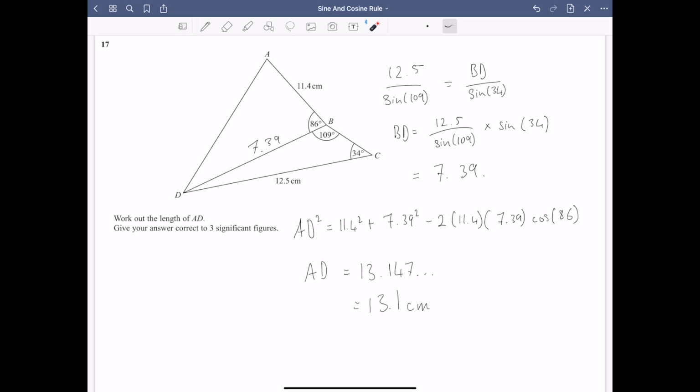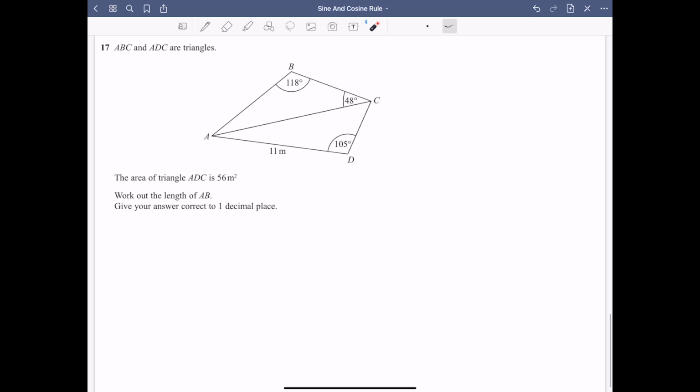If you did get it right, we'll go on to the last question, which is this one. And again, what I want you to do is pause the video, try to do the question, and then come back and we'll work through it together.